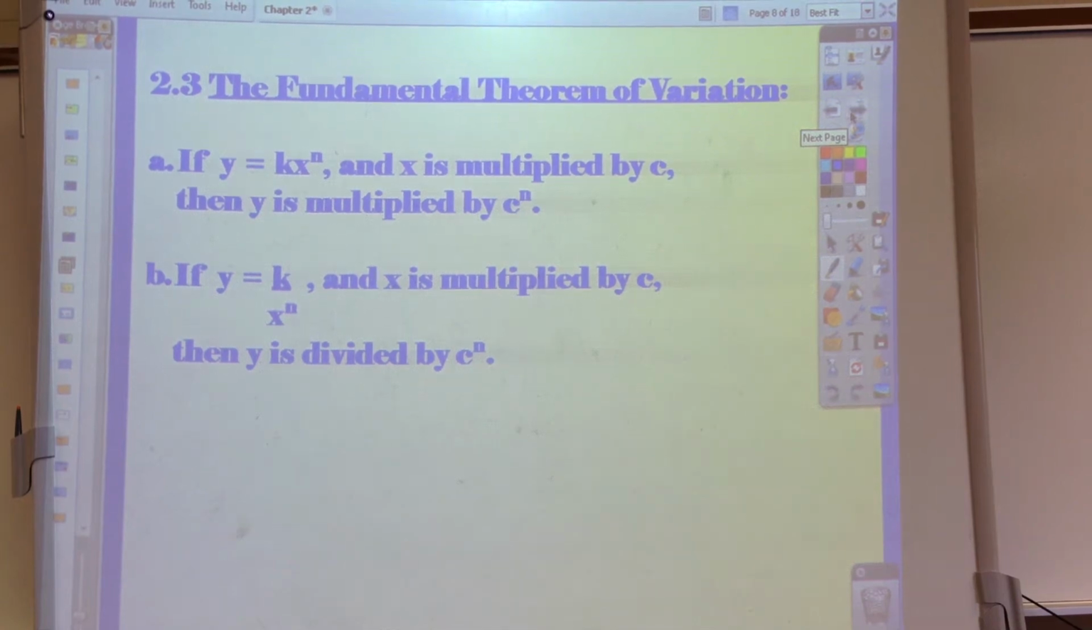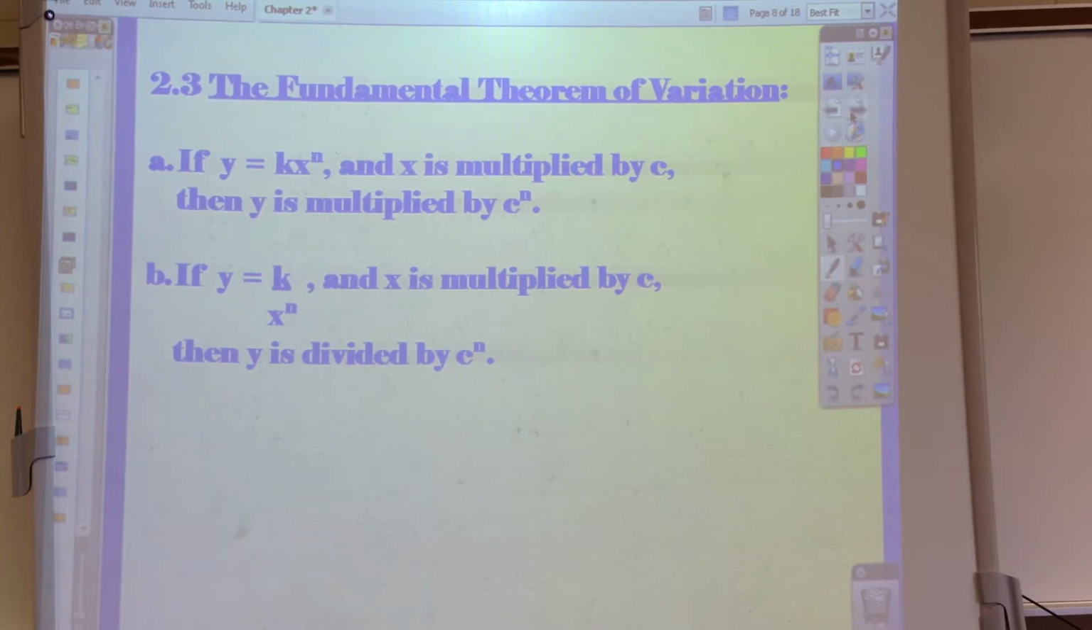This is section 2.3, the fundamental theorem of variation. The fundamental theorem of variation tells us if we have direct variation, y varies directly to x to the n by some constant k, and x is multiplied by c, then y gets multiplied by c to the power of n.